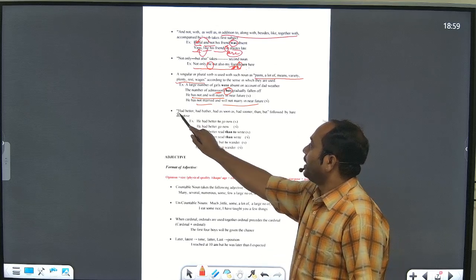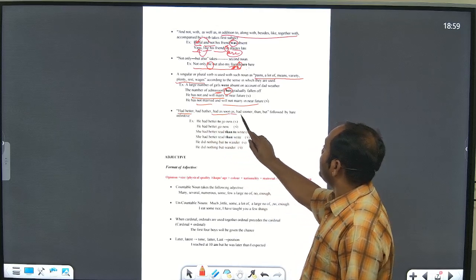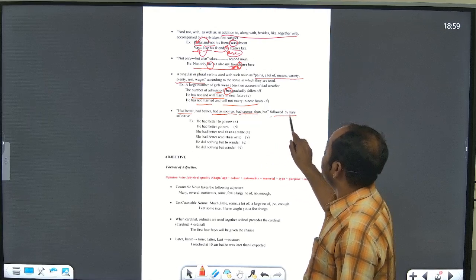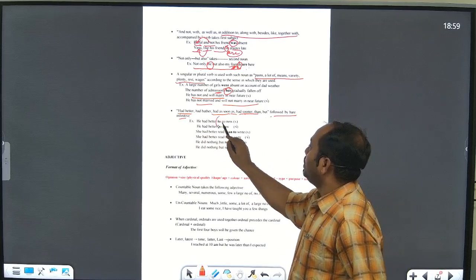Next, had better, had as soon as, sooner than, but. These are followed by infinitive words. He had better to go.